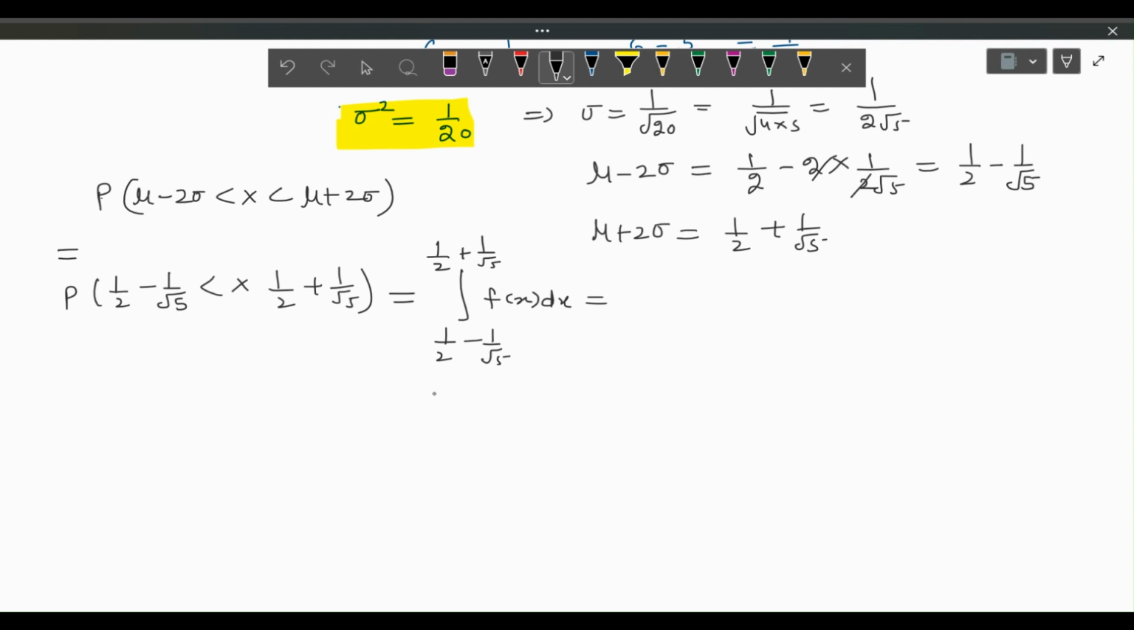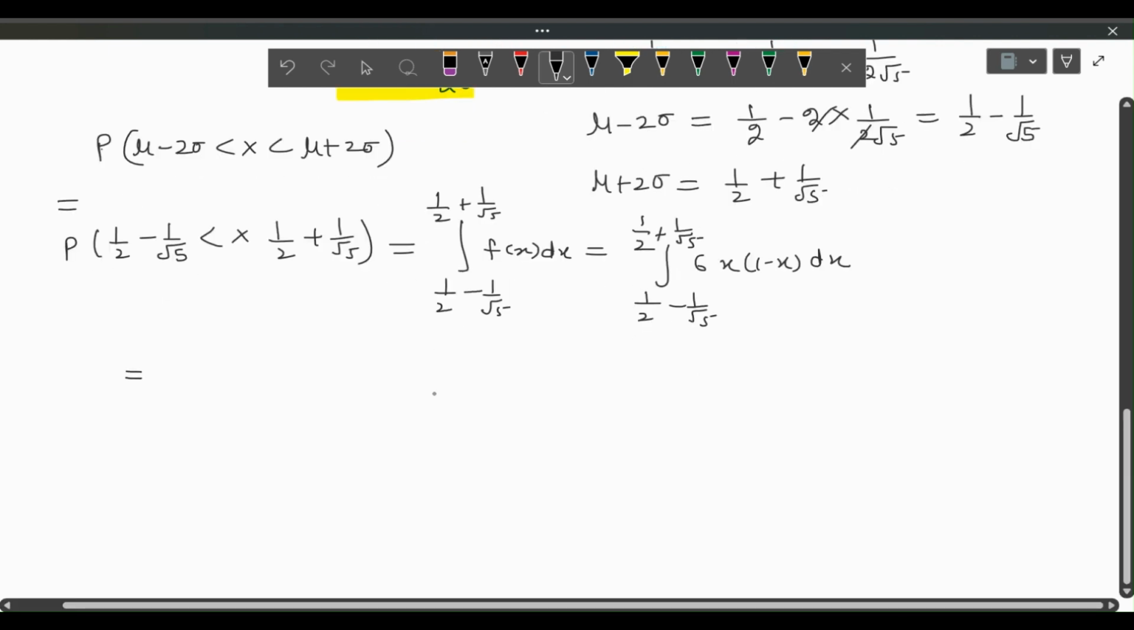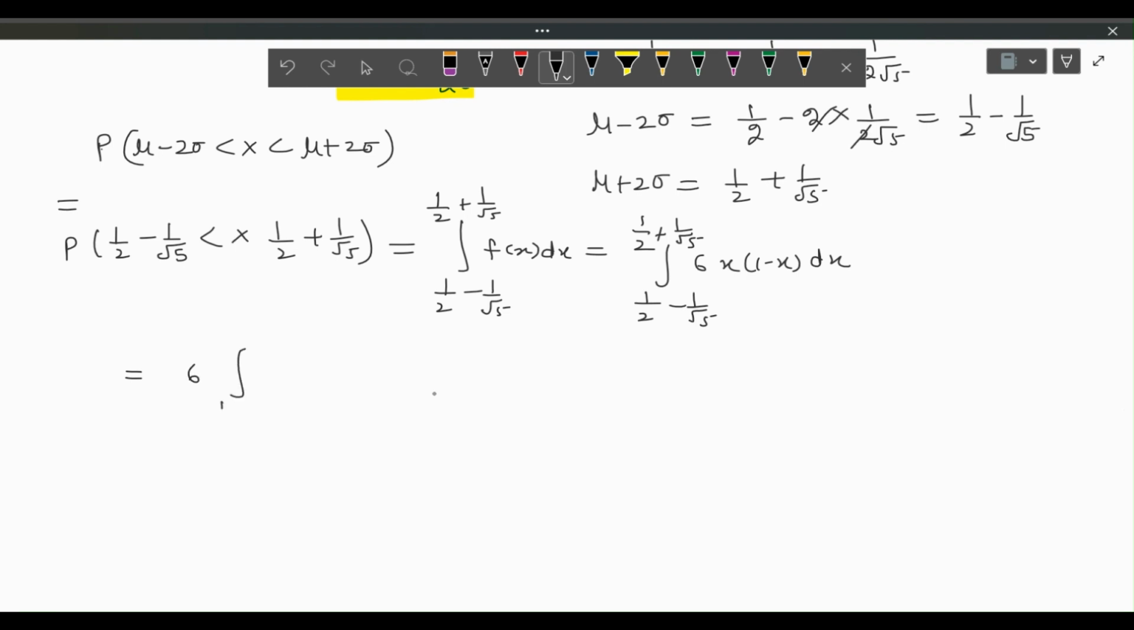So put the values of the function. It will be the integral from 1/2 minus 1/√5 to 1/2 plus 1/√5 of 6x(1 minus x) dx. So the value of this integral is: 6 is constant, and the limits are 1/2 minus 1/√5 to 1/2 plus 1/√5, of (x minus x square) dx.